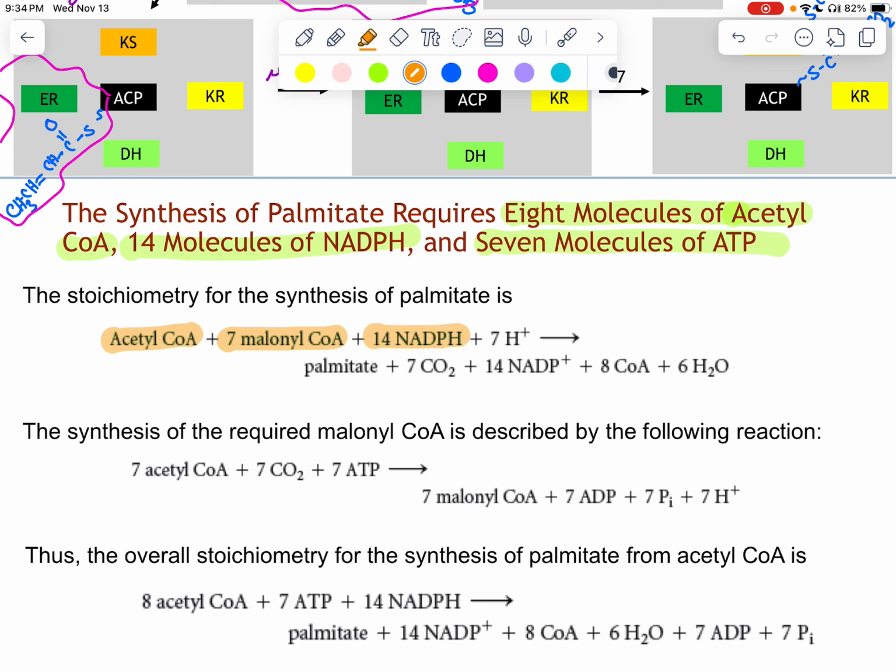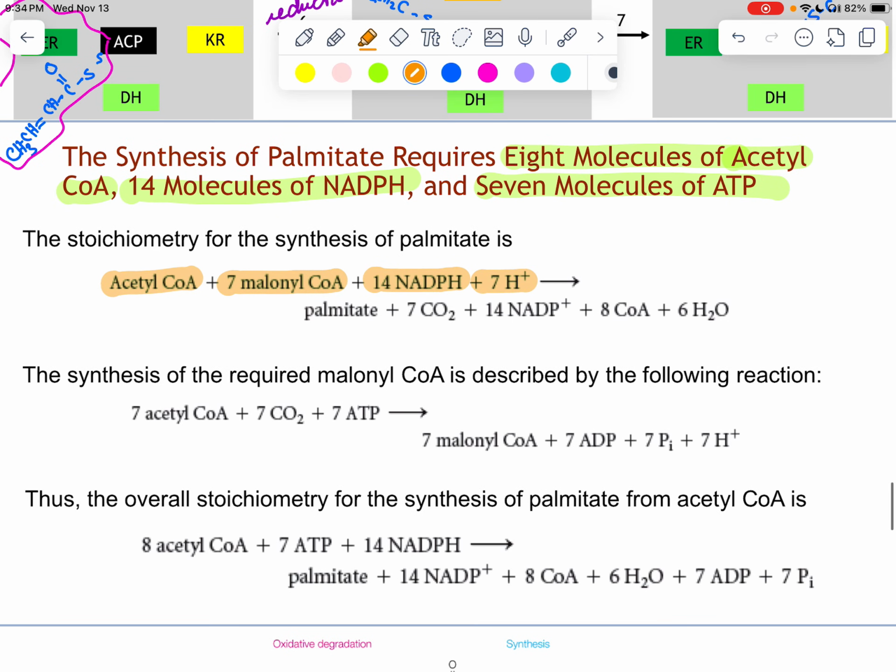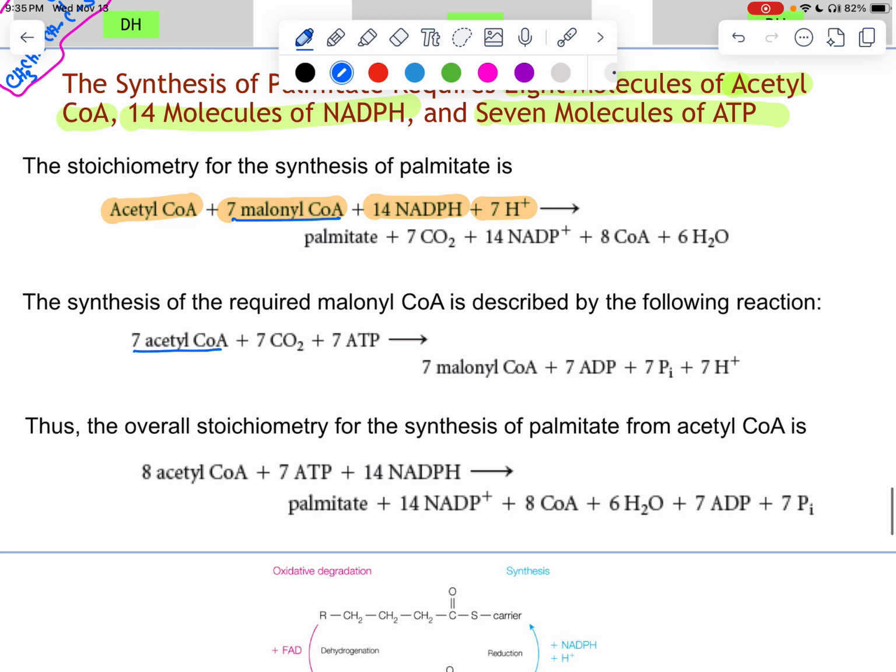Okay, 14 NADPH, H plus. And then to remember that we need 7 of these, but we have to make those from the acetyl-CoA. So our net overall reaction requires 8 acetyl-CoA, all right, from our very early starting material. You'll notice the malonyl-CoA cancel, so does the carbon dioxide. We end up with this palmitate, which has 16 carbons, and each cycle has 2 reductions, so we need 7 cycles, hence why we need the 14 NADPH.